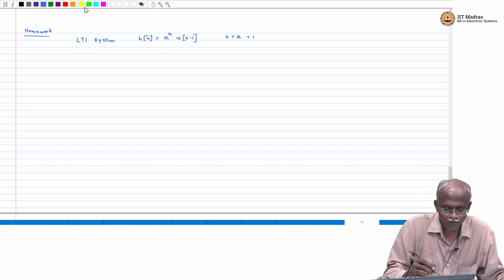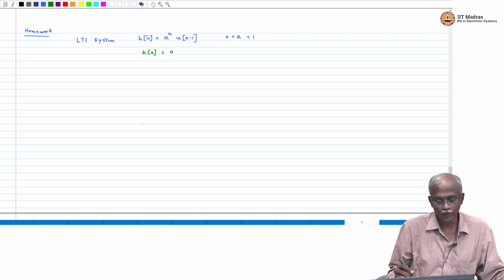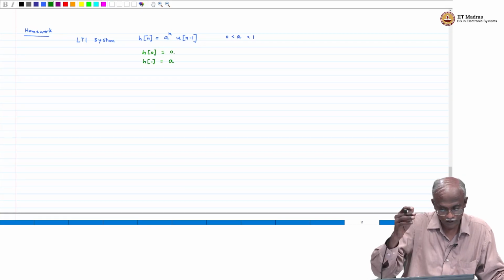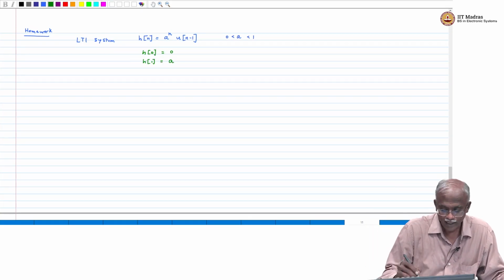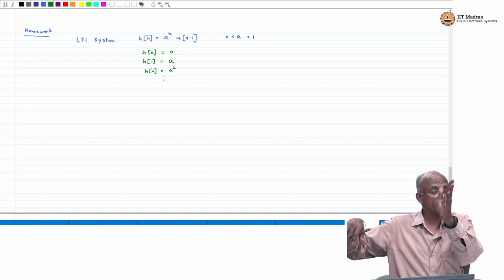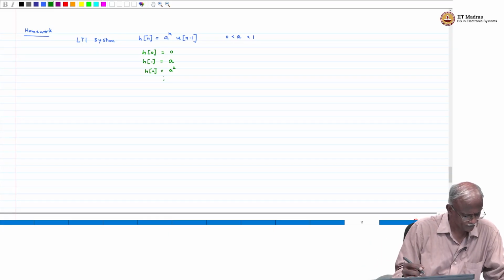So, what will be the first non-zero sample? If you look, h of 0 is 0, h of 1 is equal to a, because u of n minus 1 will be 1, then h of 2 will be equal to a squared and so on. So basically you have a decaying exponential. It does not start at 1, but it starts at a, then you get a squared and so on. Okay, I hope you are comfortable with that.